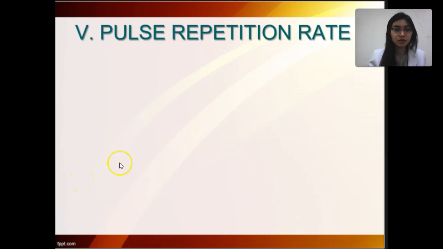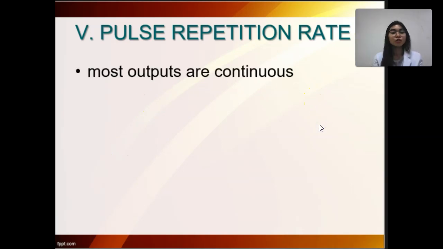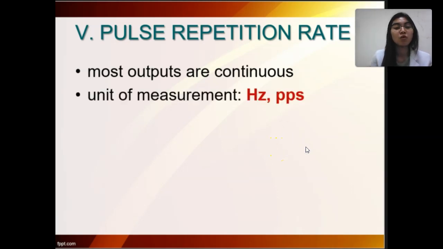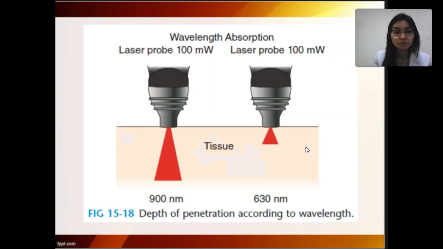Alright? Next, let's discuss the pulse repetition rate. If naguguluhan pa din kayo, you can take time to practice, para may ma-answer kayo sa post-quiz later. So most outputs are continuous. The unit of measurement for your pulse repetition rate would be hertz or pulses per second, or your PPS. So it means we are talking about frequency.